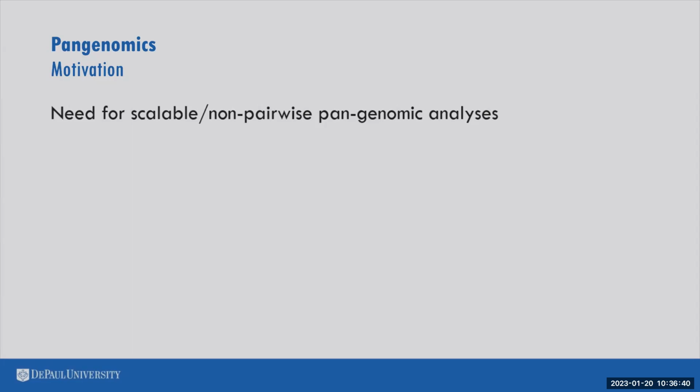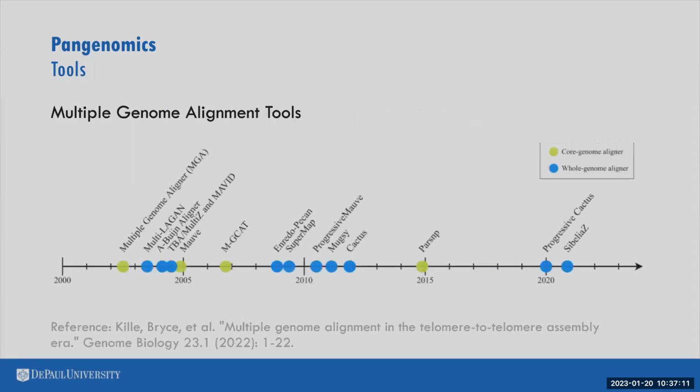We need tools that can be scaled to a large number of data sets, and also not pairwise, because if you take 3 billion and align it to the other 10 genomes, then that's not possible, right? So we need to think about something that is non-pairwise. These are some of the important motivations that led into looking at pangenomics.